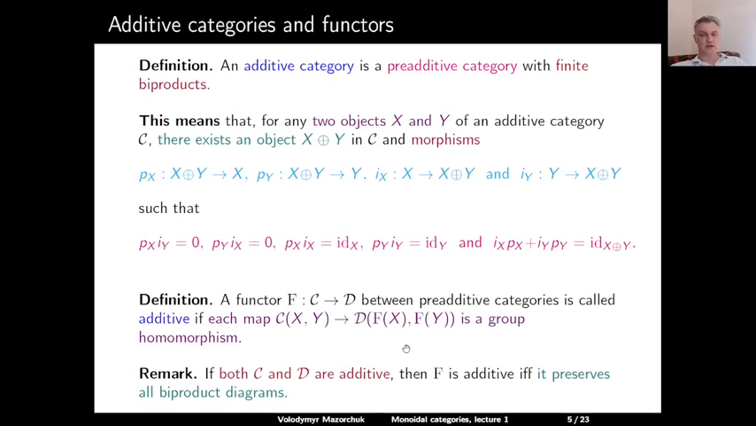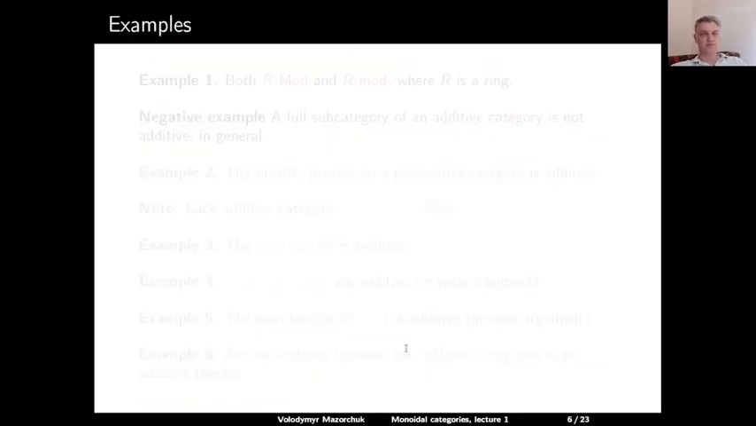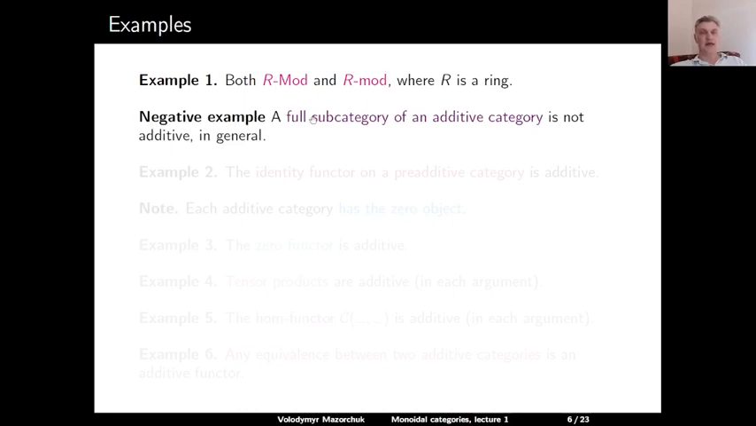This is also a fun exercise. Here are some examples. For any ring R, both the category of all modules over R and the category of all finitely generated modules over R, both these categories are additive. A negative example: a full subcategory of an additive category is not an additive category in general.